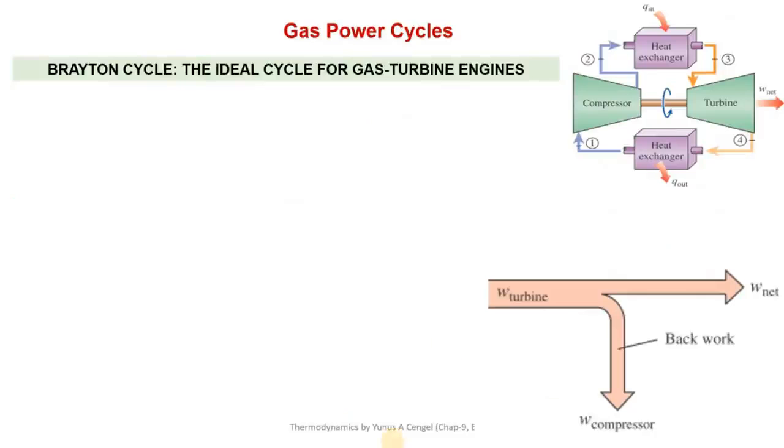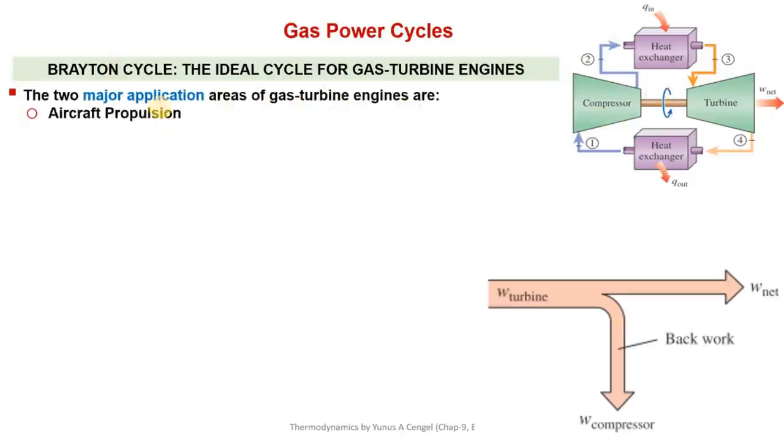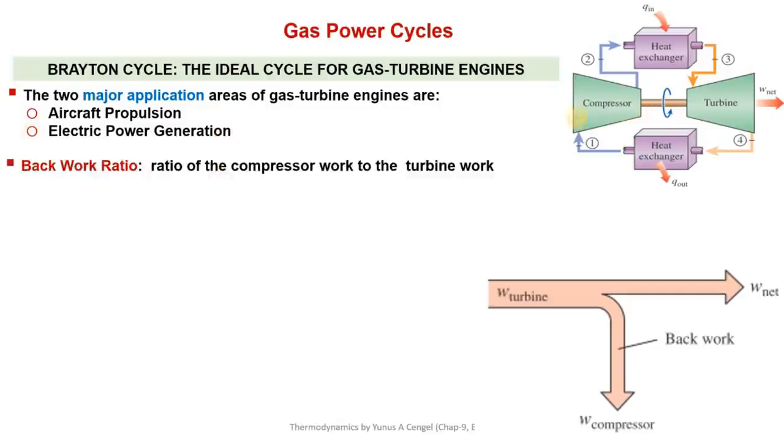Now we have also learned about the back work ratio in the case of steam power plants. The two major applications of gas turbine engines are aircraft propulsion and electric power generation. So far we are discussing gas turbine cycles used for electric power generation. The back work ratio is the ratio of compressor work to turbine work, because a major portion of the turbine work is reused in the compressor.